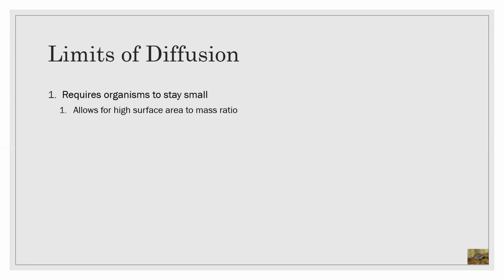And so the first limit for diffusion is that it requires organisms to stay small, right? So if you see here, the example that we have is cells, right? So the reason why we don't have massive blobs of cells walking around is because of diffusion, and because we really need to maintain that high surface area to mass ratio so that diffusion can continue to happen.